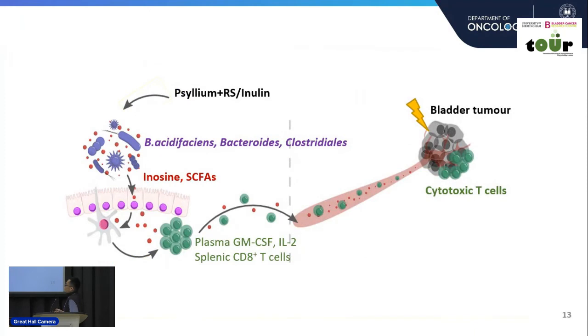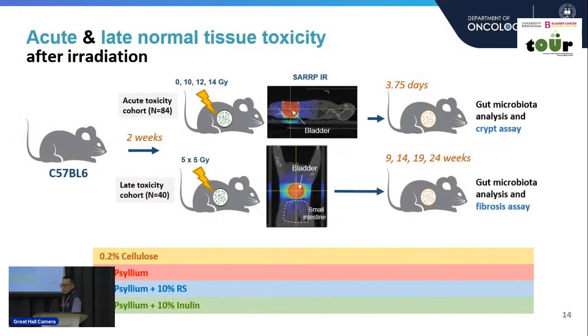So for the tumor response, I have shown that psyllium plus resistant starch and inulin can combine with ionizing radiation to delay the tumor growth, and this is associated with metabolite production and also immune response. During radiotherapy, we always hope to increase the tumor response but decrease the side effects.